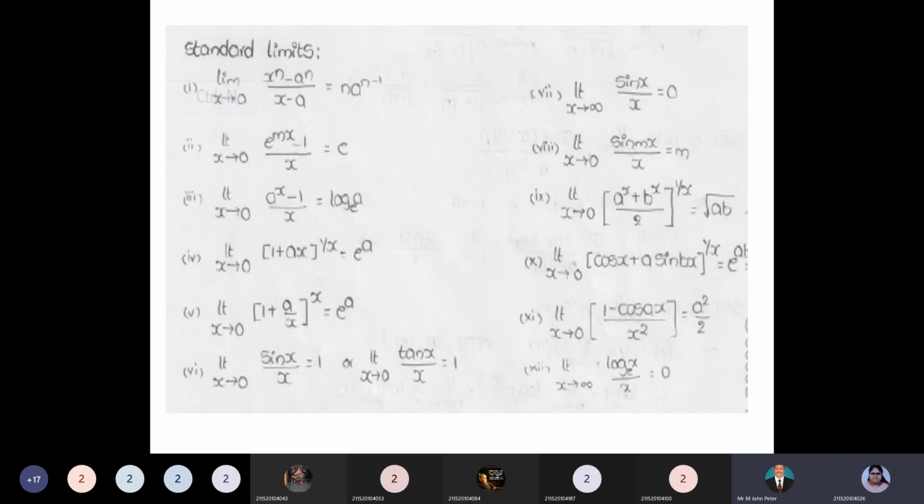Limit x tends to infinity of sin x by x equals 0. Next standard one: limit x tends to 0 of sin mx by x equals m; otherwise, limit x tends to 0 of sin x by x equals 1. In some problems we use this, so keep it as a formula. Next, limit x tends to 0 of ((a power x plus b power x) divided by 2) whole power 1 by x equals root ab. Next, limit x tends to 0 of (cos x plus a sin bx) whole power 1 by x equals e power ab. Limit x tends to 0 of (1 minus cos ax) by x square equals a square by 2. If it is visible on the screen, go through those formulas also.